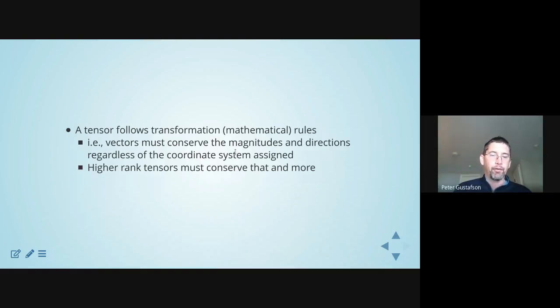Same thing happens to stress. The magnitude of the stress, in some sense, needs to be conserved as you observe it from different coordinate systems. So it's not, in fact, higher rank tensors, second order tensors must conserve magnitude and more. We'll get into what that more is as we go forward into the next lecture.